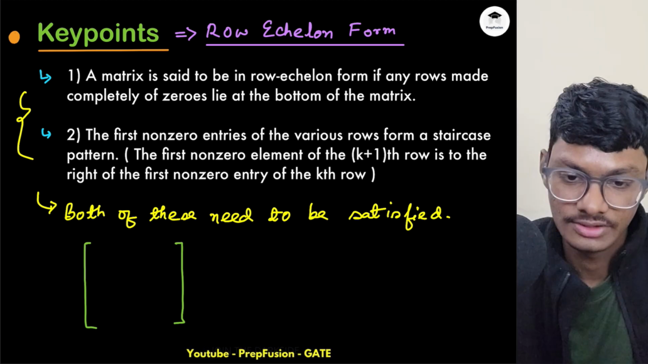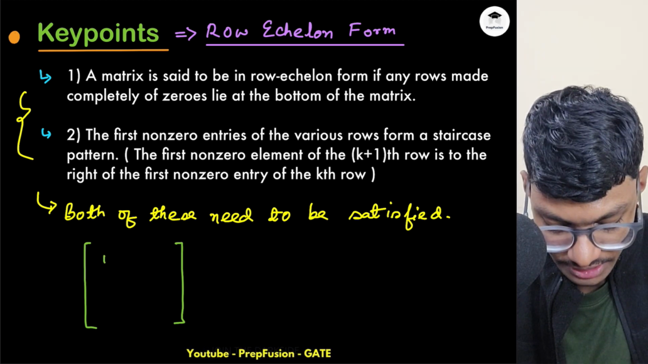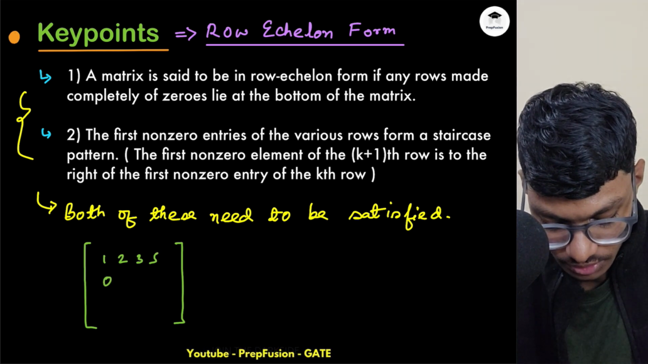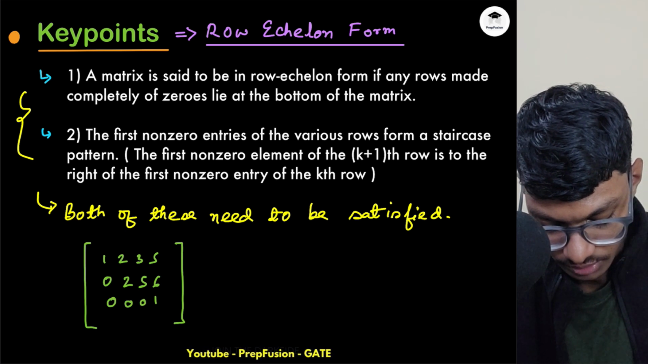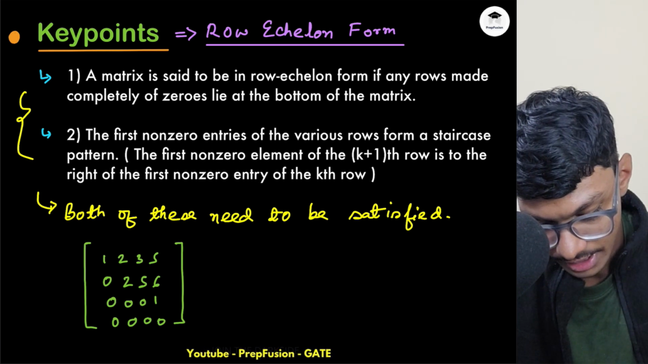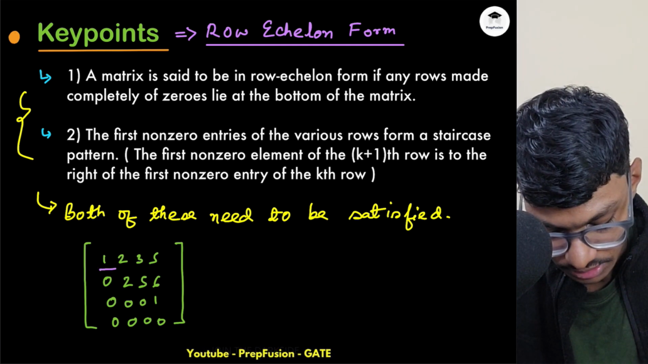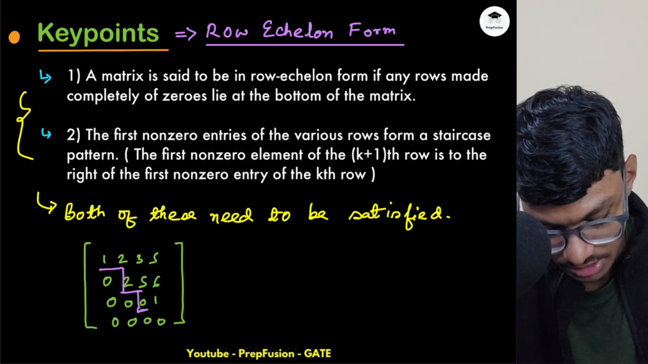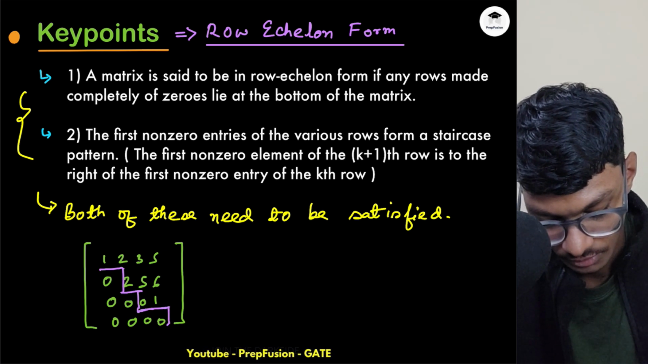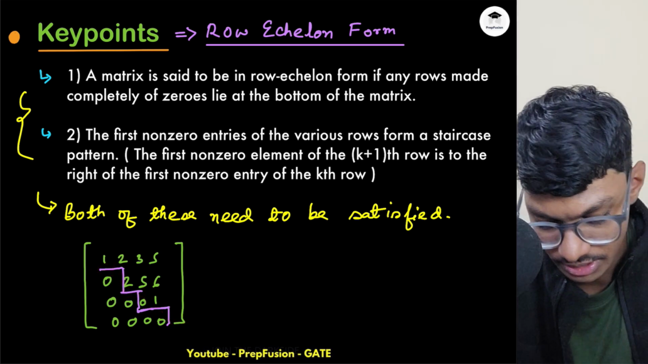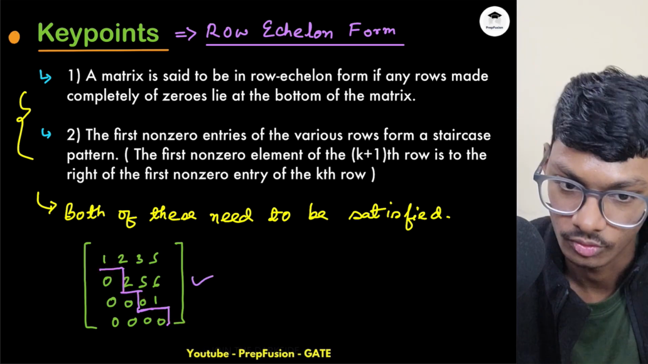Let's say I have a matrix like this, where the staircase pattern can be anything: 1, 2, 3, 5, then 0, 2, 5, 6, then 0, 0, 0, 1, and 0, 0, 0, 0. So I have zeros at the end, and your staircase pattern is like this. It's like a step, a certain change. So this follows a staircase pattern, and this is in the row echelon form.